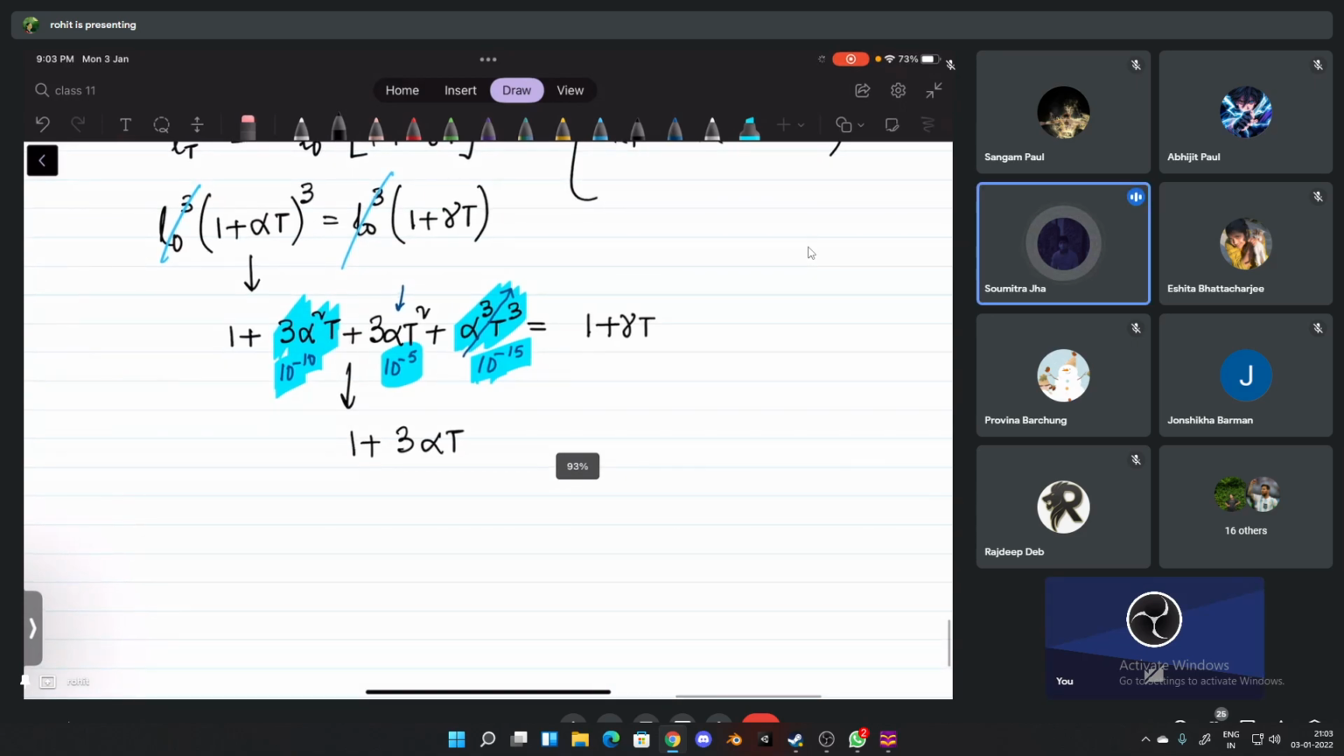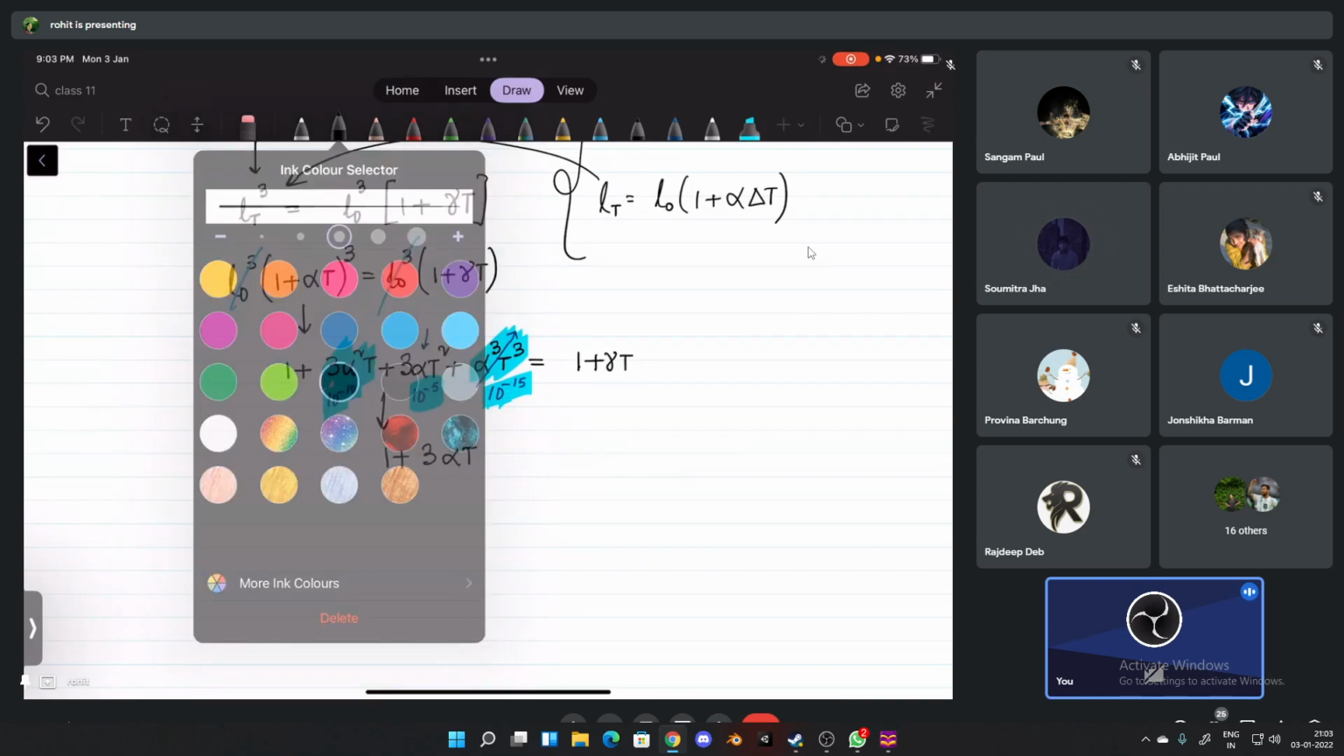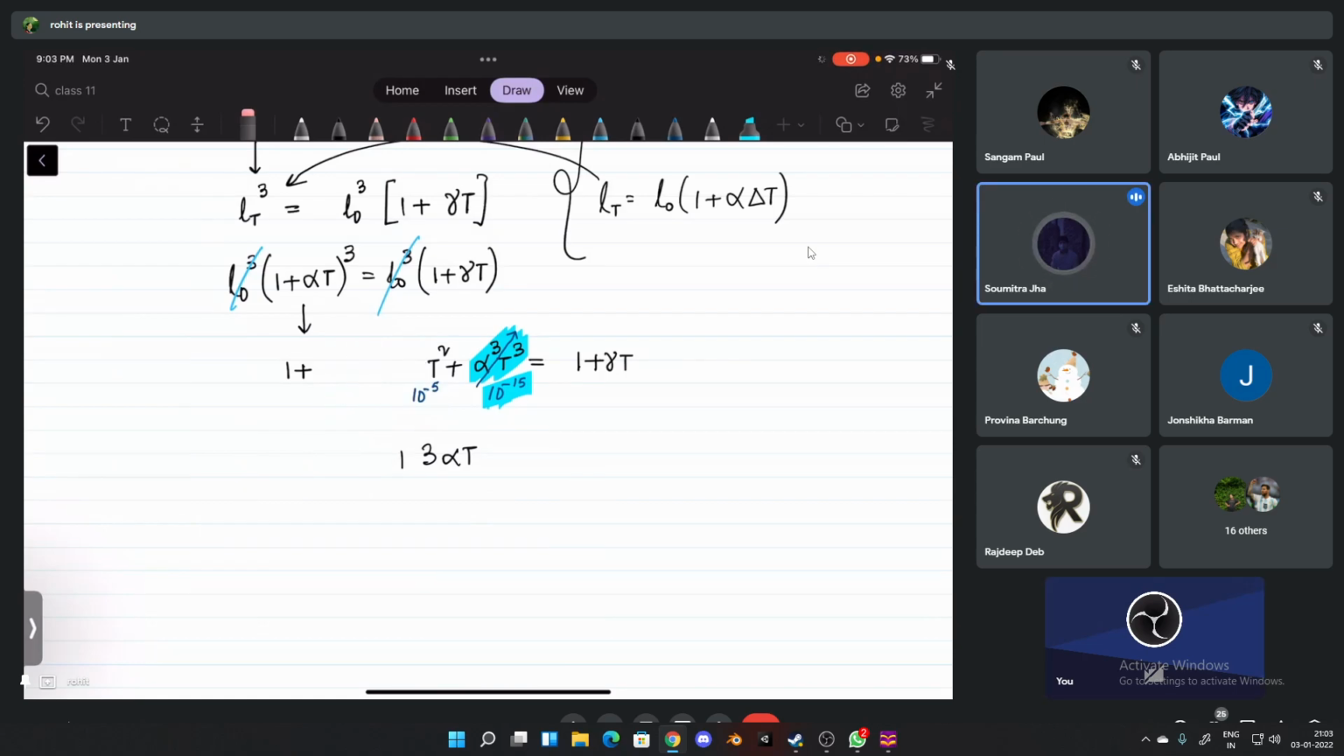So the formula is wrong. The formula is wrong, no? Yes, sir. Now what kind of formula is this? Tell me the formula though. It will be 1 plus thrice alpha T, plus thrice alpha square T square, plus alpha cube T cube. Yeah, now.